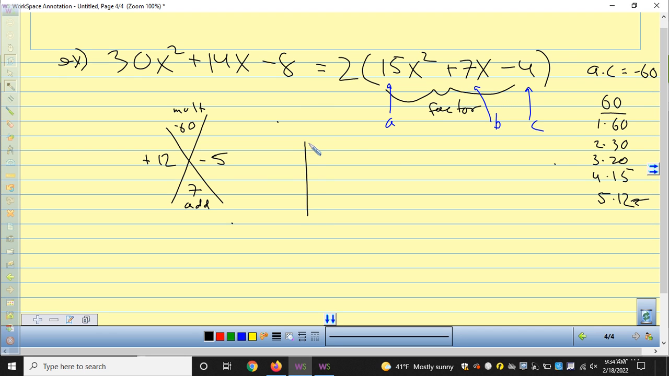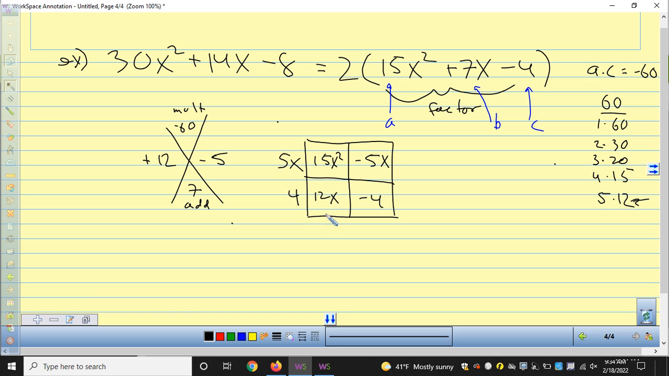So we'll set up our box. 15x squared here, and a negative 4 here. Factor x here, factor x there, factor out a GCF. Biggest number that goes into 4 and 12? Four, there we go. And they don't share an x. Biggest number that goes into 5 and 15? 5. The smallest x here.